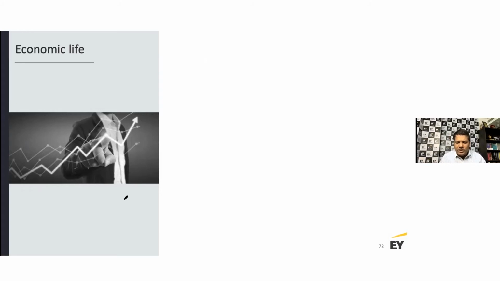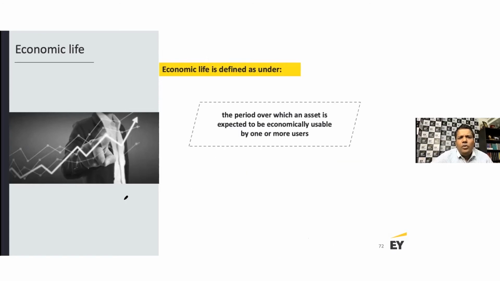And then of course there could be another scenario: what is the term of the lease? That can again be shorter than the useful life, for example. Okay, so let's try and understand the definition of economic life. It is the period over which an asset is expected to be economically usable by one or more users. Try and understand here, it's one or more users, not necessarily the lessee only, right?